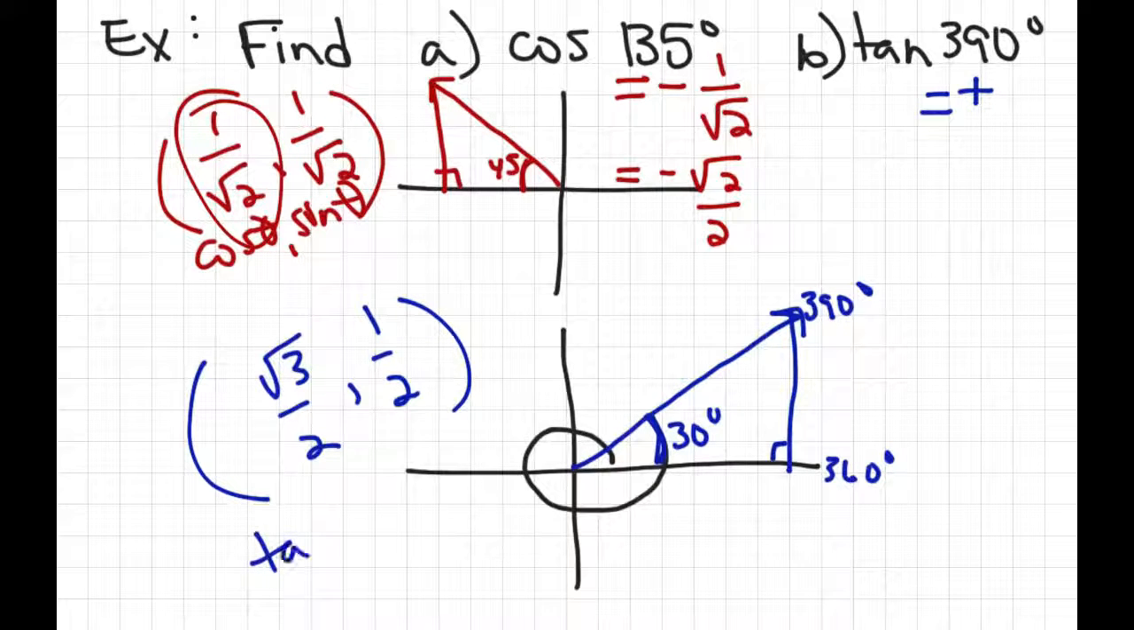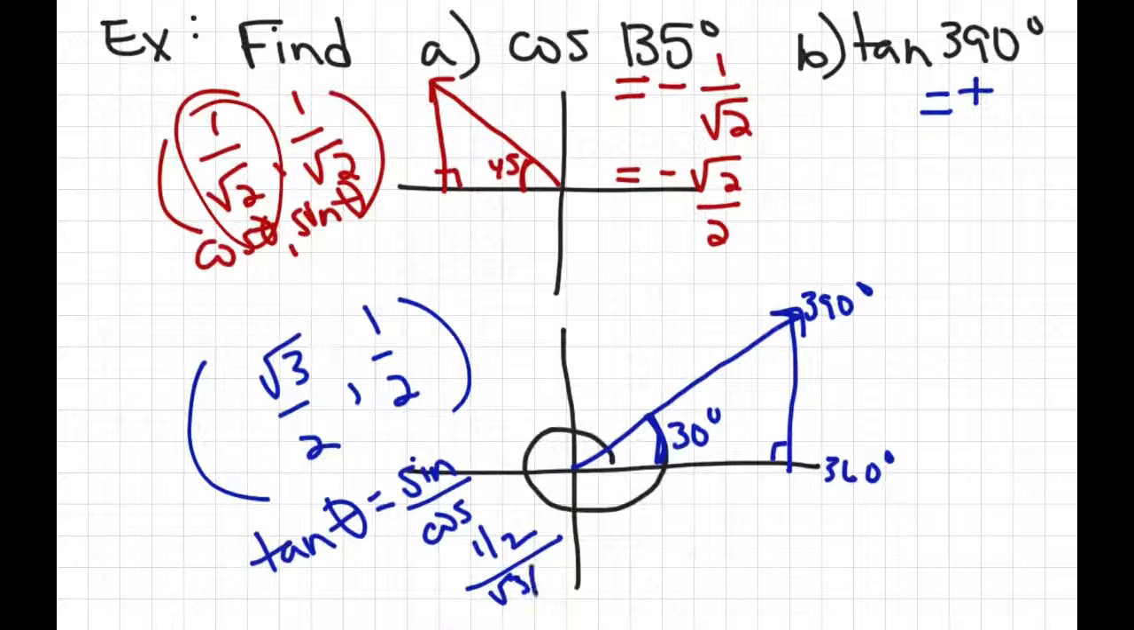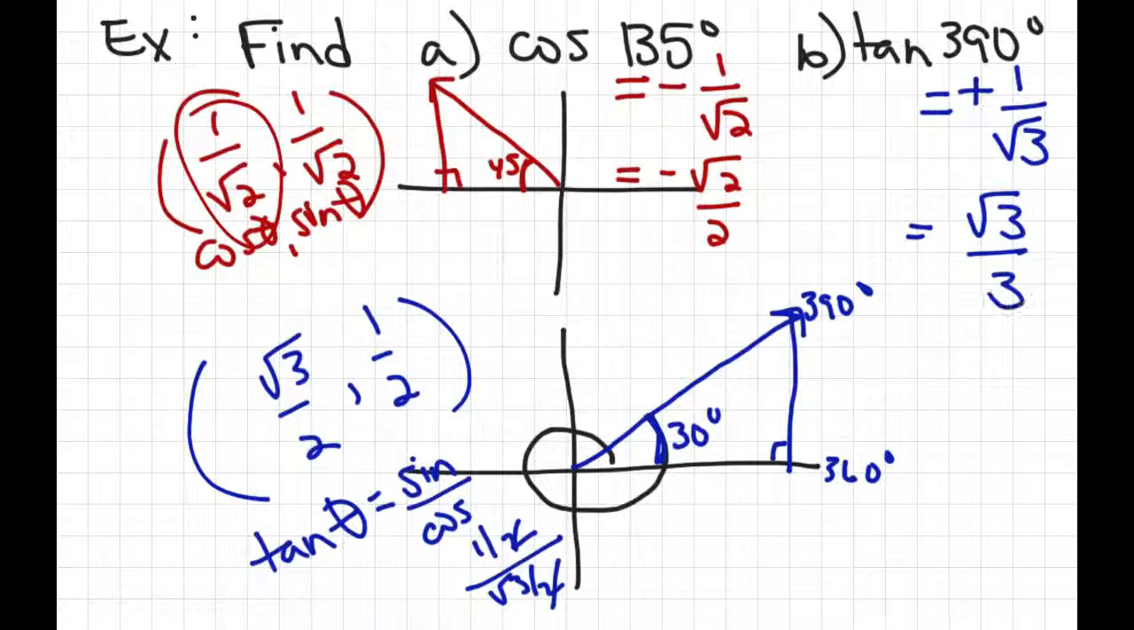Tangent is sine over cosine. So the answer is going to be 1/2 over the square root of 3 over 2. The 2's cancel and you're left with 1 over the square root of 3. Or if you'd like to rationalize the denominator, it's the square root of 3 over 3.